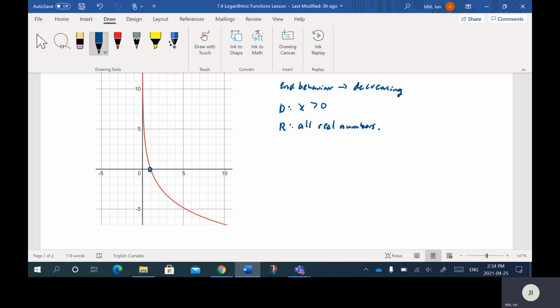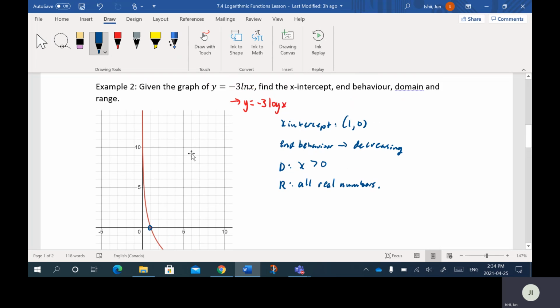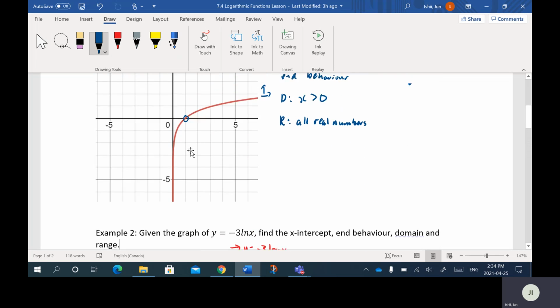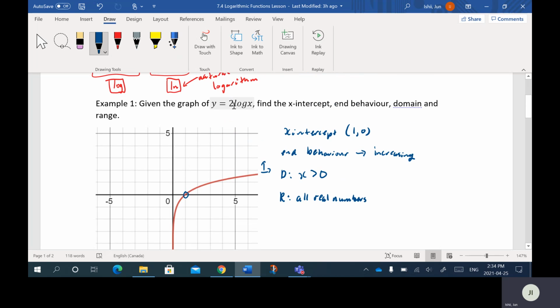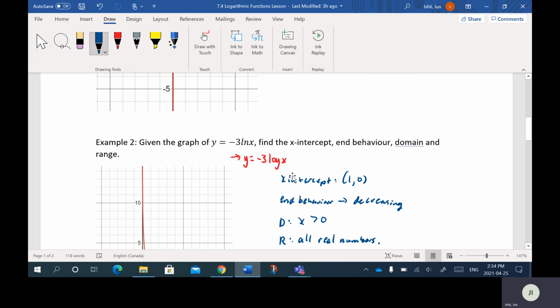So these are the two different types. One's increasing, one's decreasing. The only difference between these two equations is that the a value here is positive, it's positive 2, and the function's increasing. Whereas over here, it's negative 3, and the function is decreasing. So real simple, if a is positive, it increases. If a is negative, then it decreases.